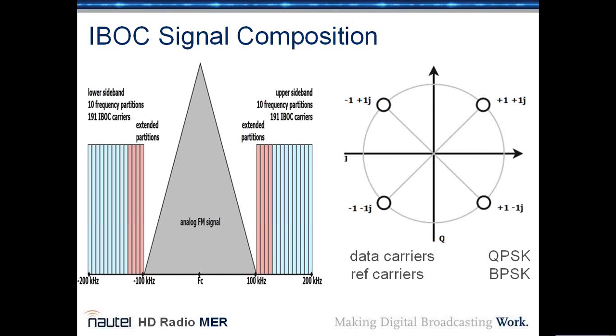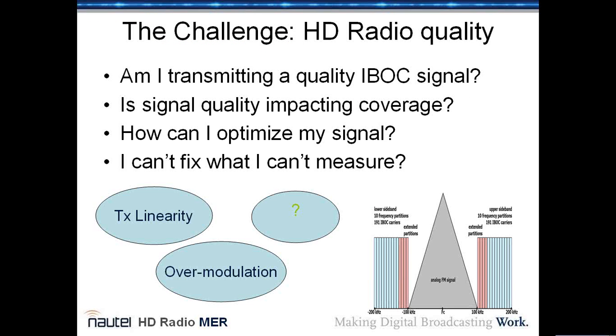Exactly. Okay, so this is what we're talking about here, is how do we solve the problem for people of how can I fix what I can't measure? How can I tell if my station is doing really good or not so good? Why is it that sometimes when I'm driving around with my HD radio in my car, I can listen to a station and it locks in instantly, and other times it takes quite a while to lock in? It's all related to this MER, presumably.